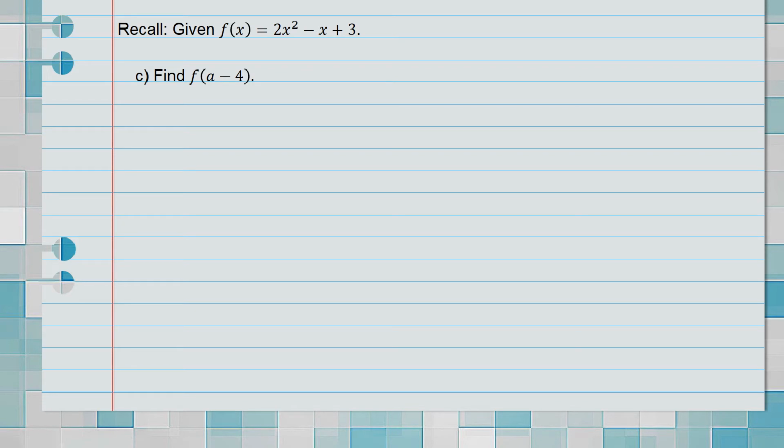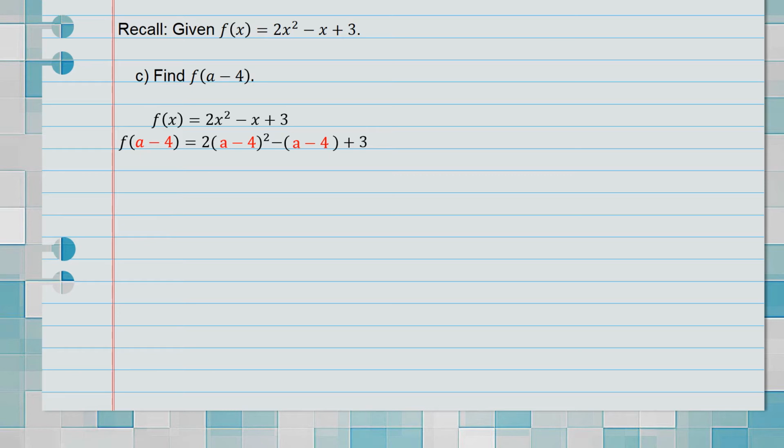Part C wants us to find f of a minus 4. And again, we have the original function of f of x equals 2x squared minus x plus 3. Just like the previous problems, the steps are the same. Every time you see an x, you take the x out and put parentheses in its place. Once you have the parentheses ready, you plug in the specified variable or the specified value. In this case, the value is a minus 4. Again, we follow GEMS, and we have grouping symbols, but notice we cannot do anything inside the grouping symbol.